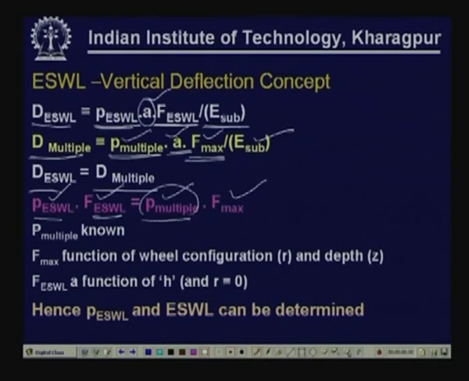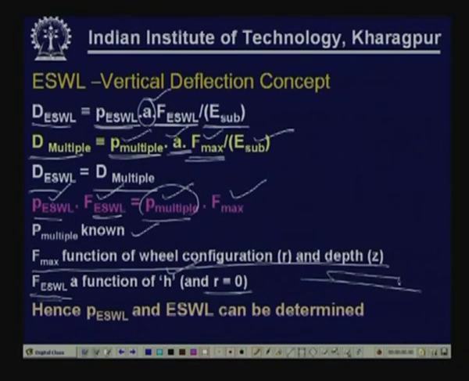P multiple is known. F maximum is a function of the wheel load configuration, that is with reference to any one single wheel load, where the R and Z are for the points at which we are exploring to find out the maximum deflection. F equivalent single wheel load is a function of H, and obviously we are referring to R equal to 0 because maximum deflection is going to be produced along the axis of symmetry.